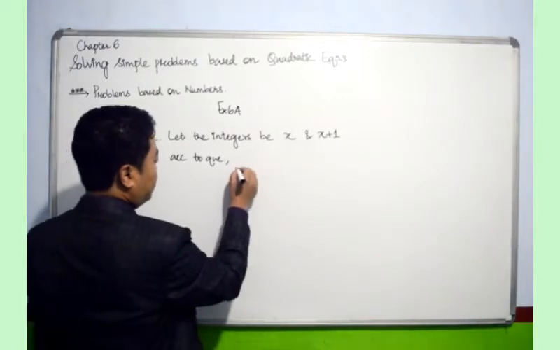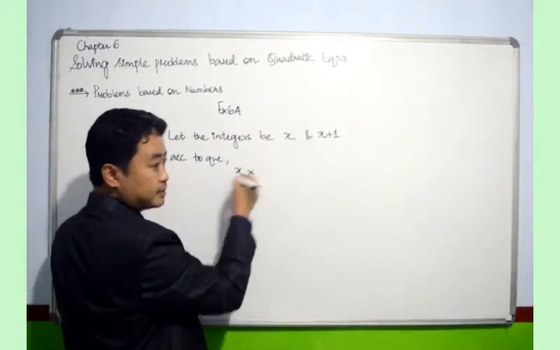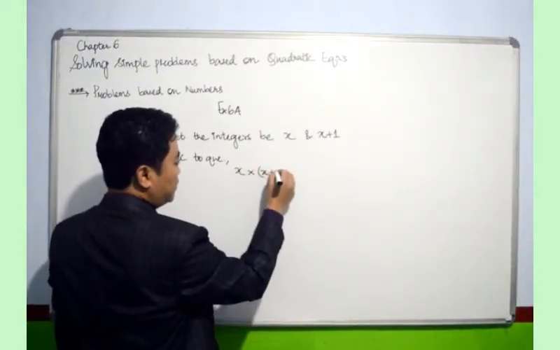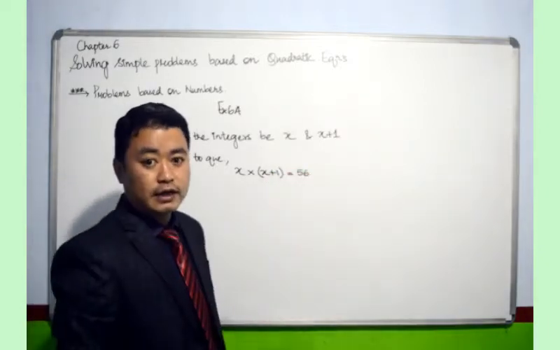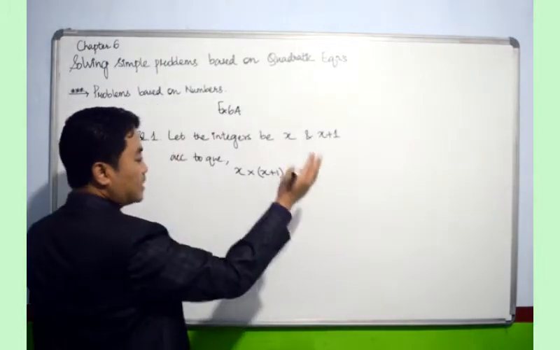So according to the question, what we get to know is the product. Product means multiplication: x into x plus 1. The product of consecutive integers is 56, that's what we have been told. So x into x plus 1 is 56. Now just open up the terms.